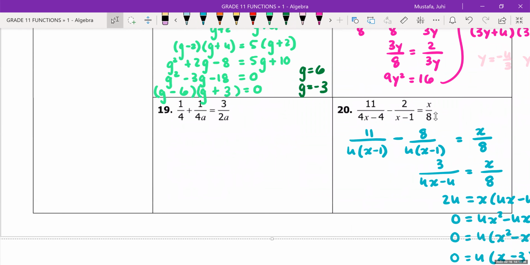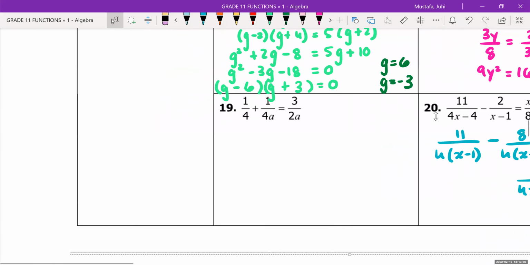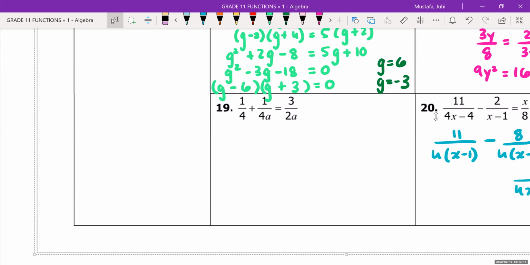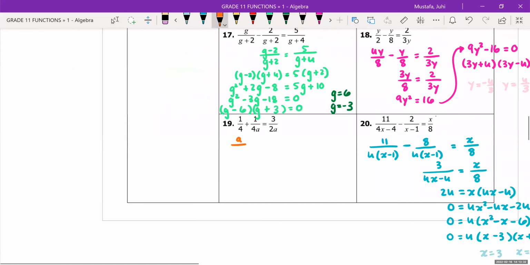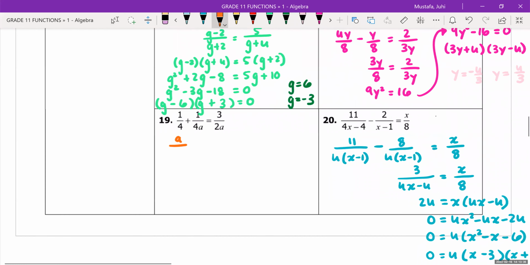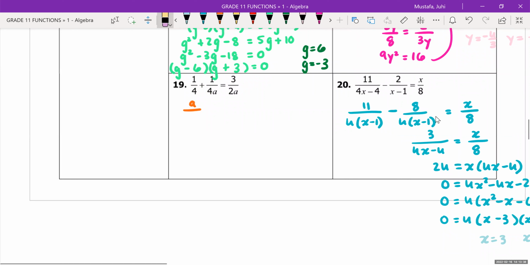Okay, so let's take a look at question 19. Question 19 is interesting because, again, you have two fractions on the left side and one fraction on the right. Is there any way I can make a common denominator out of 4 and 4a? What can I do to the first fraction? Kevin? I can just multiply the top and the bottom by a. So let's go ahead and do that. We're going to get a over 4a plus 1 over 4a is equal to 3 over 2a.